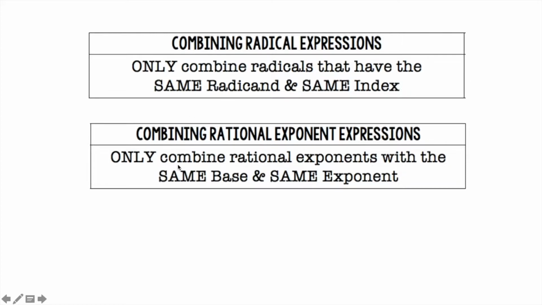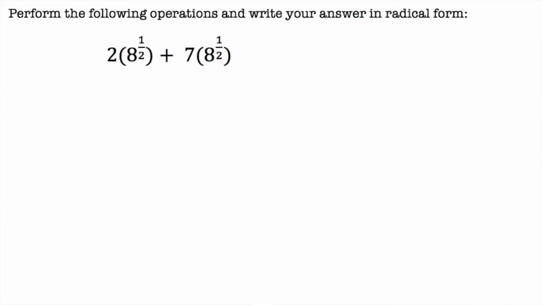And also, you can only combine rational exponents with the same base and the same exponent. So for example, x squared plus x squared, the x's both match as the base, and the 2 both matches for the exponents. So you can add those together to get 2x squared because there's 2 of them. So 1 plus 1 is 2x squared. All right, I'm going to show you in detail what that looks like on the next page.